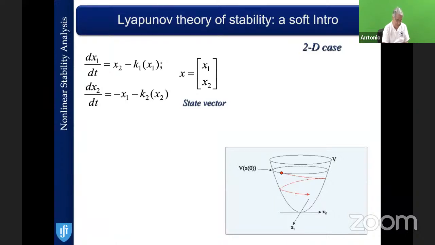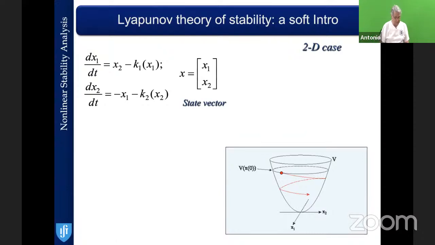When I write the derivative of x2 minus x1 minus a function of x2. When you look at the system like this, the first thing you ask is, what's the equilibrium point? The equilibrium point is the set of variables at which the system stops. So if this function is 0 at the origin, and this function is 0 at the origin, when you make x1 equal to 0, x2 equal to 0, this is 0 and the system stops. That's the equilibrium point. So 0, 0 is the equilibrium point.